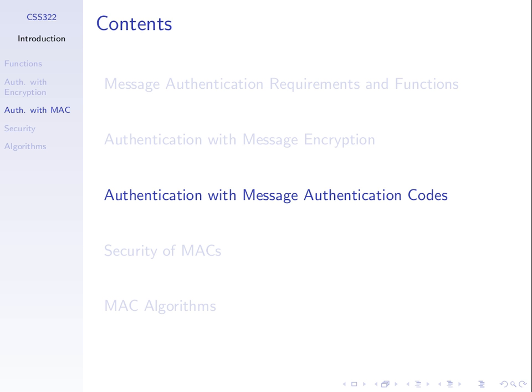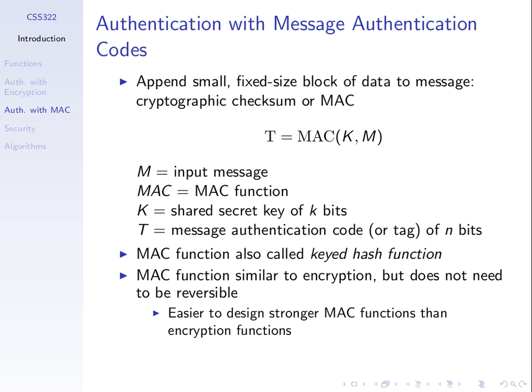And it's very similar to hash functions. A message authentication code: what we do is we take our message and attach a small fixed size block of data, which is called a message authentication code, a MAC, or a cryptographic checksum. It's a checksum, like a CRC or a parity bit checksum, but the algorithm is normally designed specifically for cryptographic purposes.